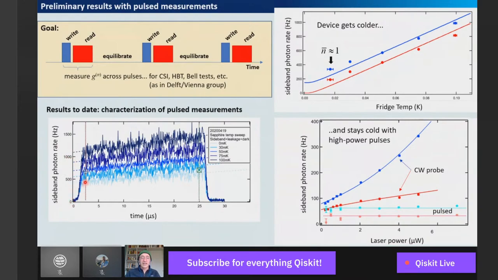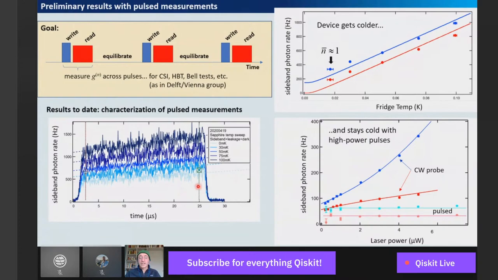You turn on the laser, the device heats up a little bit on the time scale of microseconds, but not very much. And if you do this measurement as a function of fridge temperature, your red and blue sideband counts look like this. If you're paying careful attention to the last time I showed you data like this, you notice that we only got down to a device temperature of about 2. But here, because our lasers are off most of the time, the device is getting cooled down to a mean phonon number of about 1.